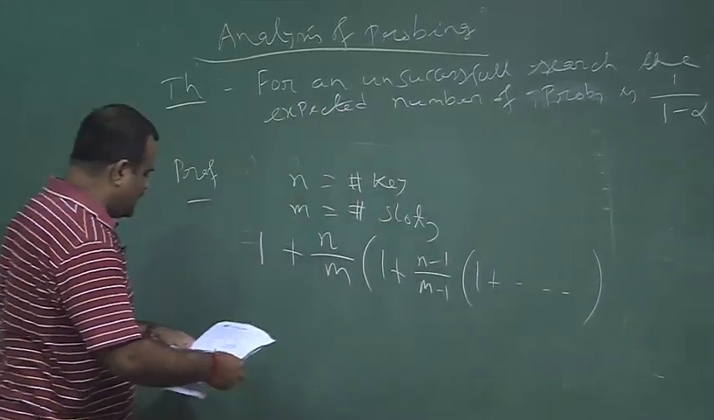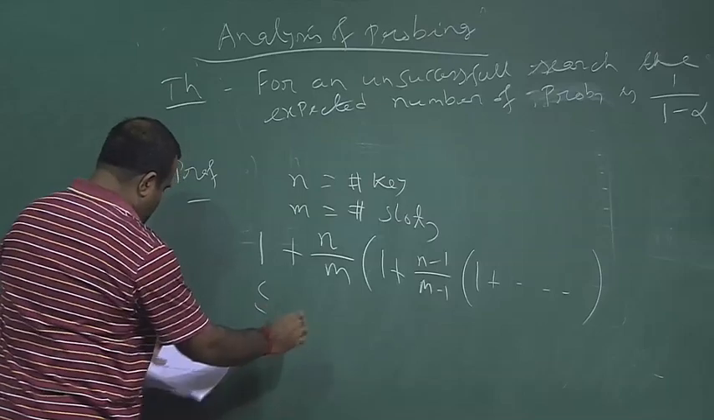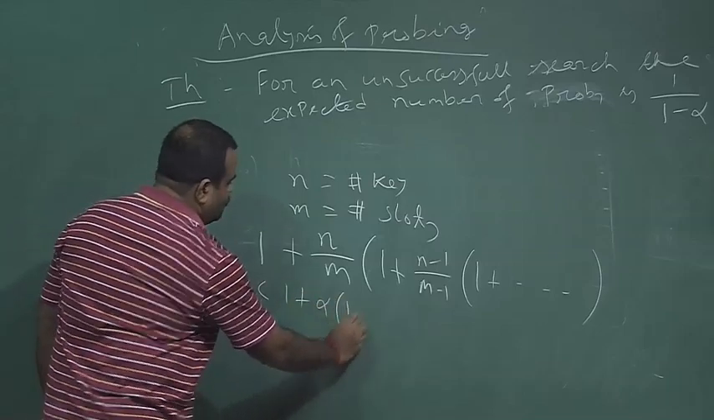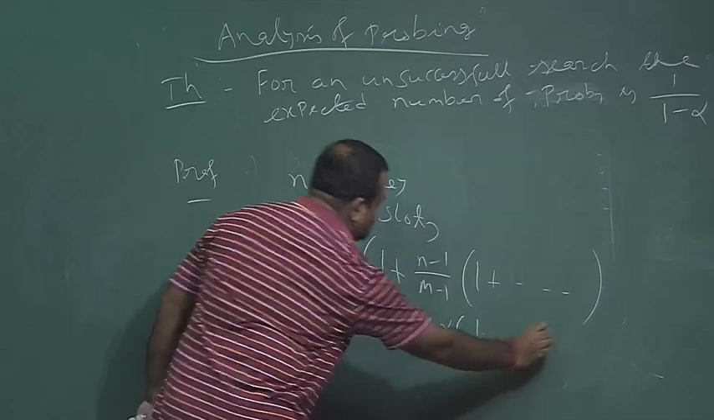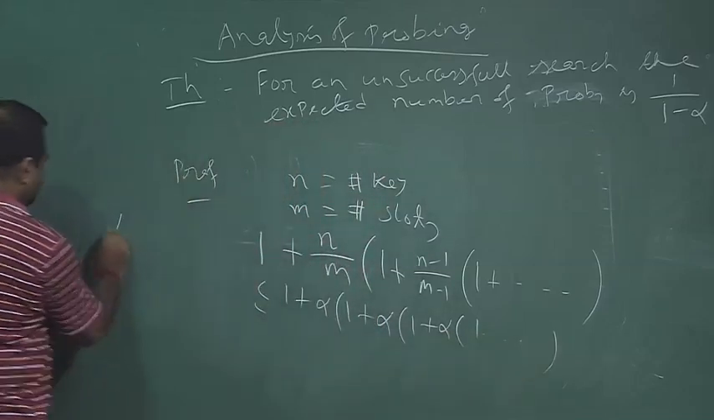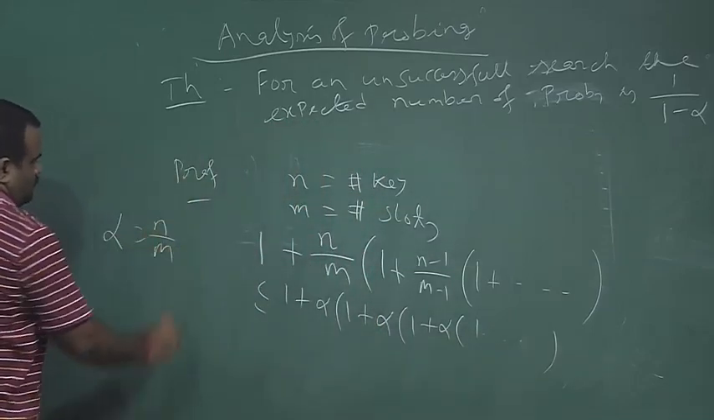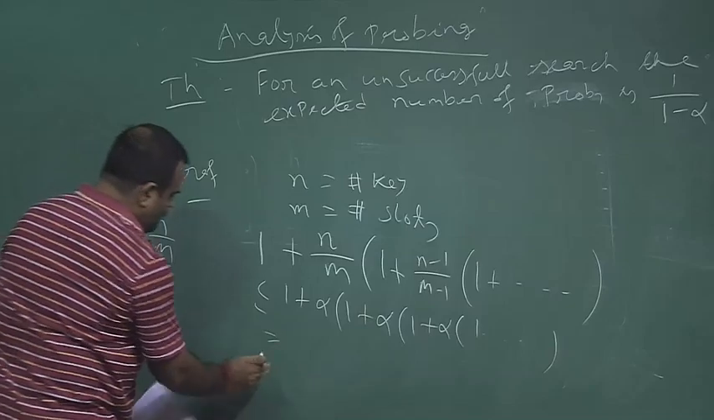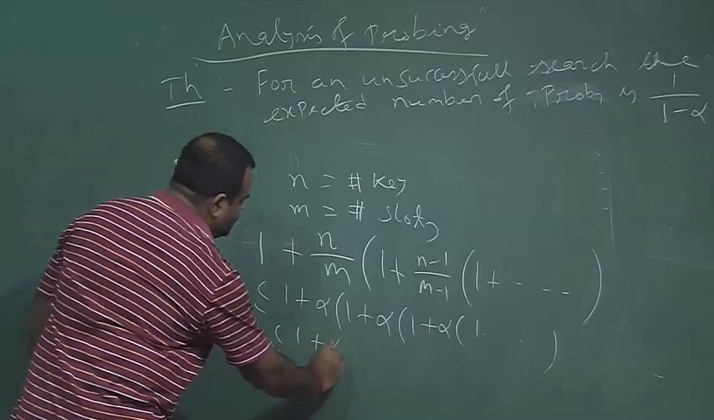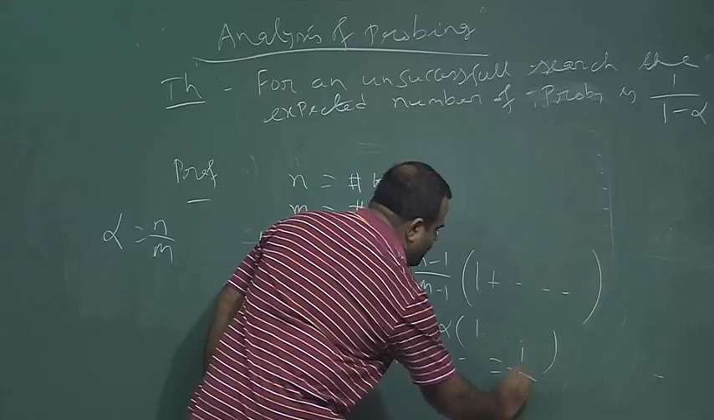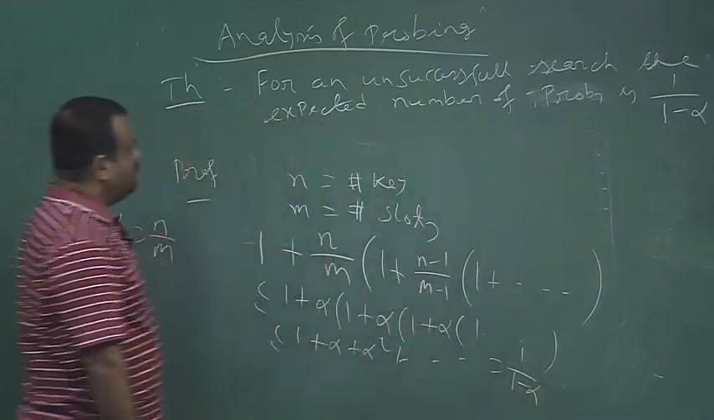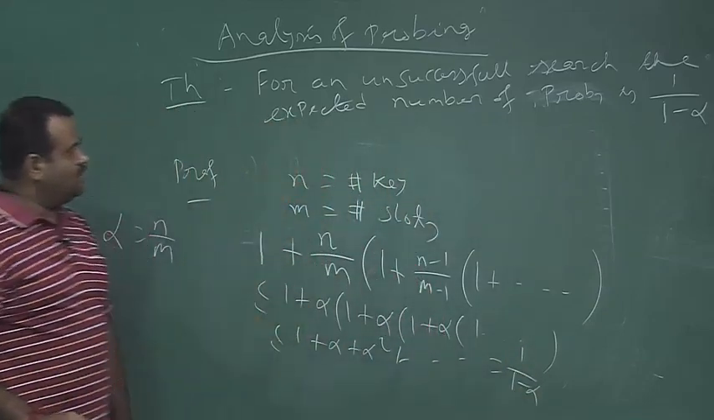So this is less than or equal to 1 plus alpha into 1 plus alpha into 1 plus alpha, and so on, where alpha is the load factor. This gives us 1 plus alpha plus alpha square and so on, which is basically 1 by 1 minus alpha. So the expected number of probes is less than or equal to 1 by 1 minus alpha.